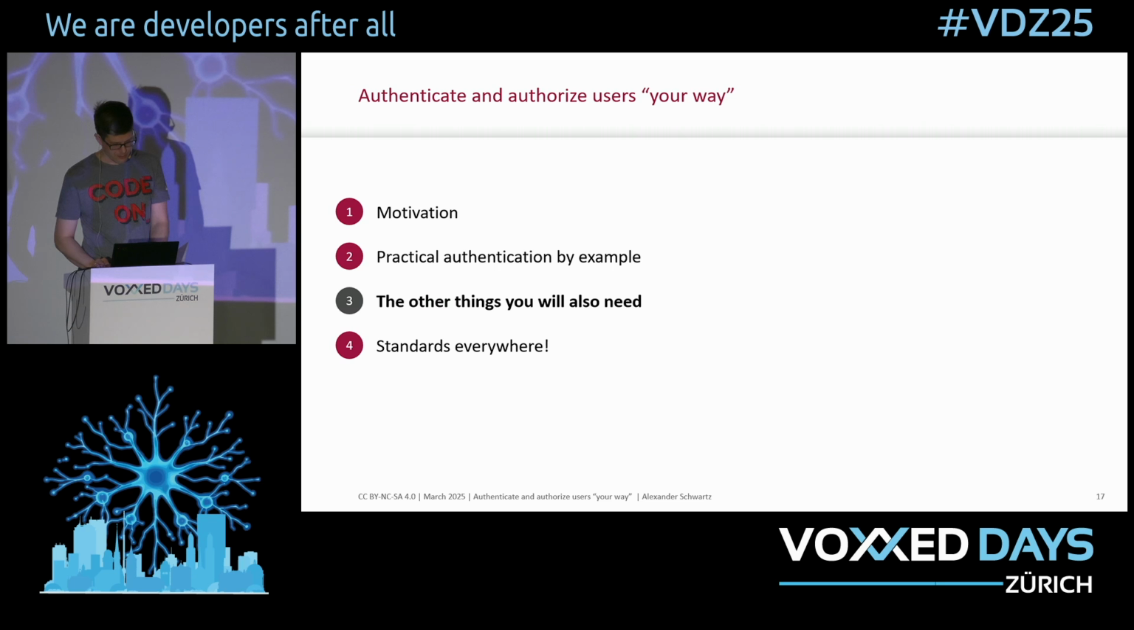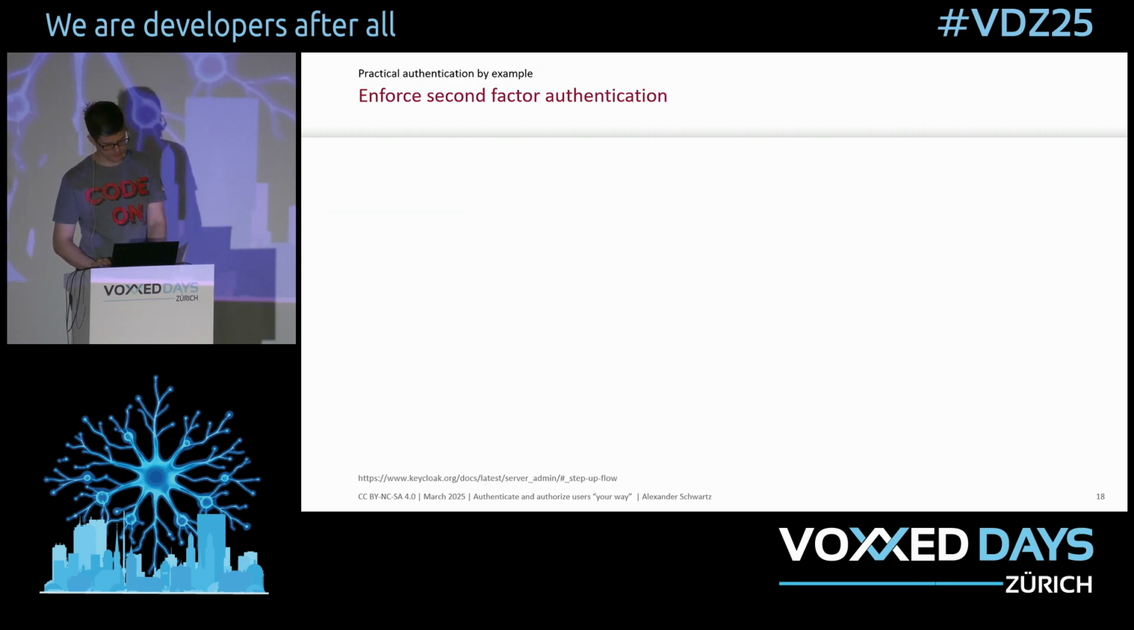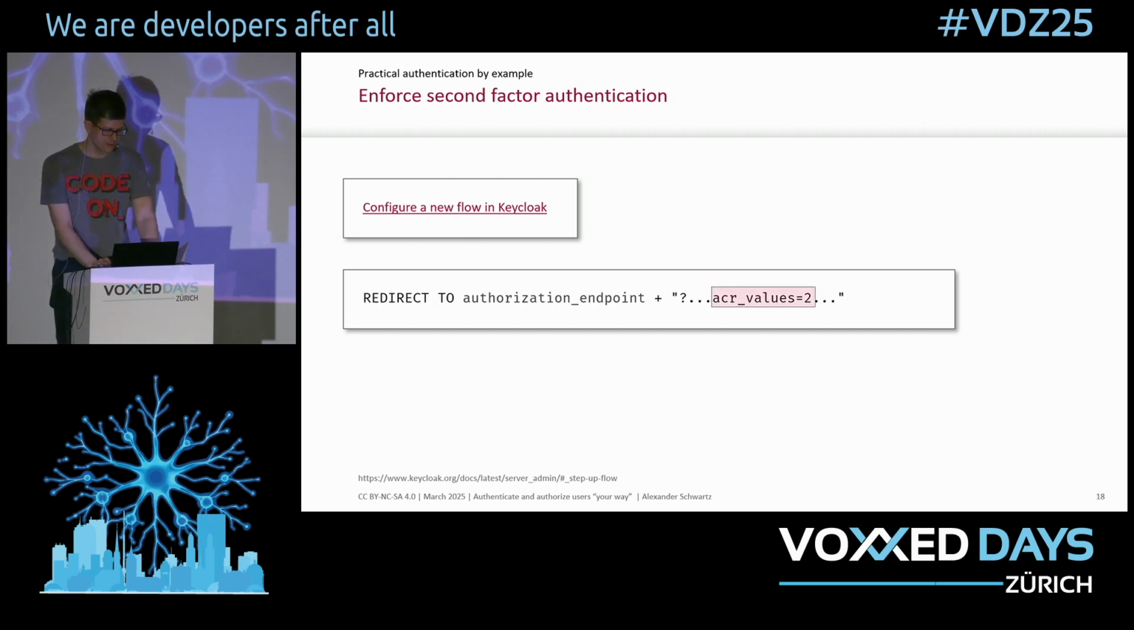All right. So the other things that you will also need when you're running an identity provider and want to do some authentication in your application: something you can do is enforce a second factor authentication. You redirect again to the authorization endpoint, and you pass on these ACR_values in here. And then you continue as normal with a login.